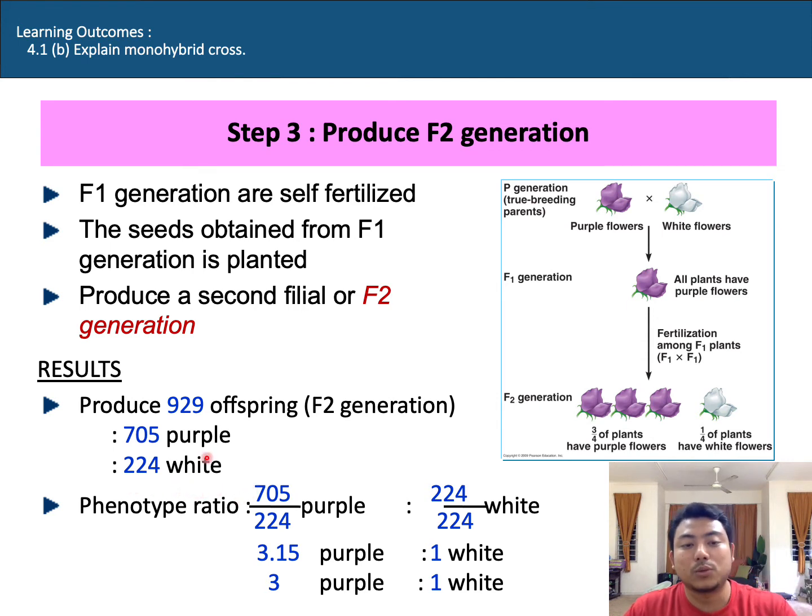So then we're going to divide this to get the ratio. Kita cari ratio ni, kita cari dia punya nisbah dia. The phenotypic ratio, okay, 705, nombor besar, divided by the small number, 224, then you have 3.15.